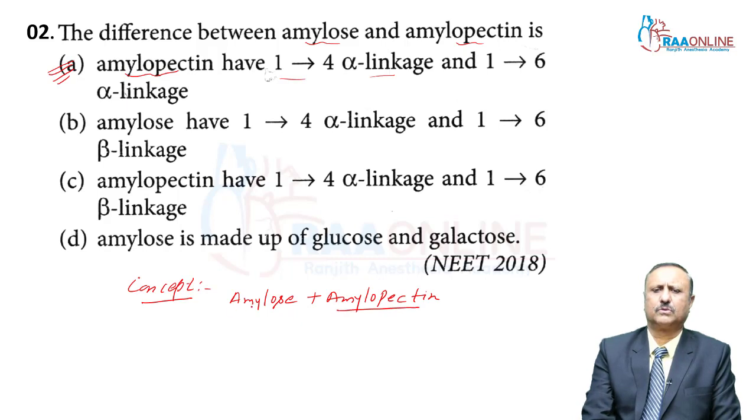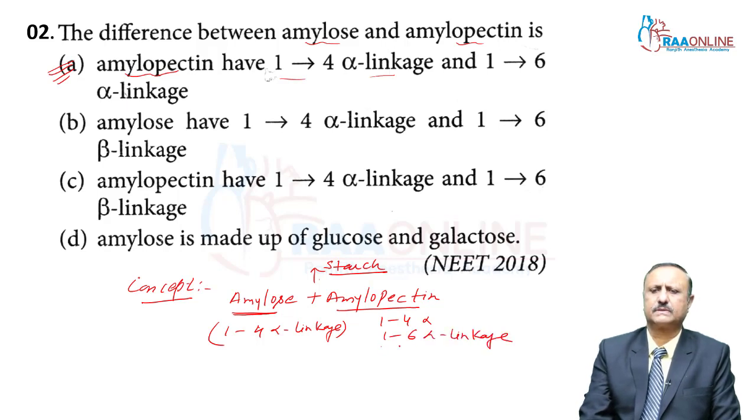Here those constituents are the constituents of polysaccharides, and this polysaccharide is the starch. So my dear students, in amylose only 1,4 alpha linkages are present, and in amylopectin 1,4 alpha linkages as well as 1,6 alpha linkages are present.